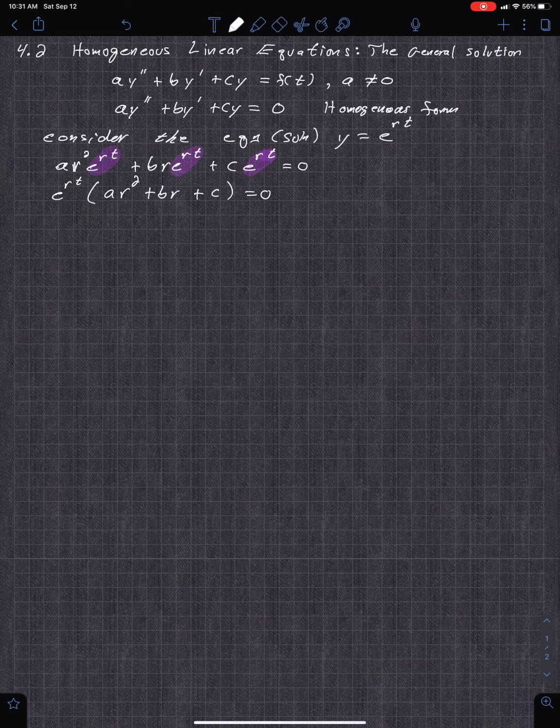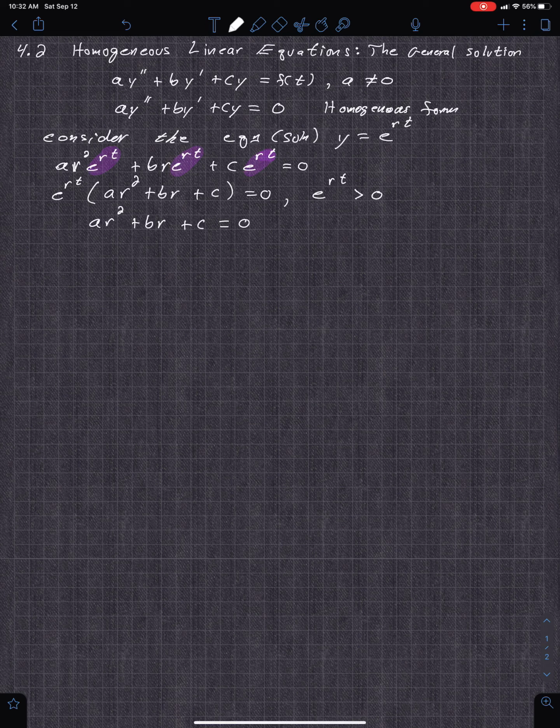Now, for e to the RT, regardless of r or t, we know that it is positive. It's never 0, and it's always positive. So because it's never 0, you can just divide out by that e to the RT, and you're left with a, b, and c as a polynomial, as a quadratic, right? So you divide that out, and you get a r squared plus br plus c equal to 0.